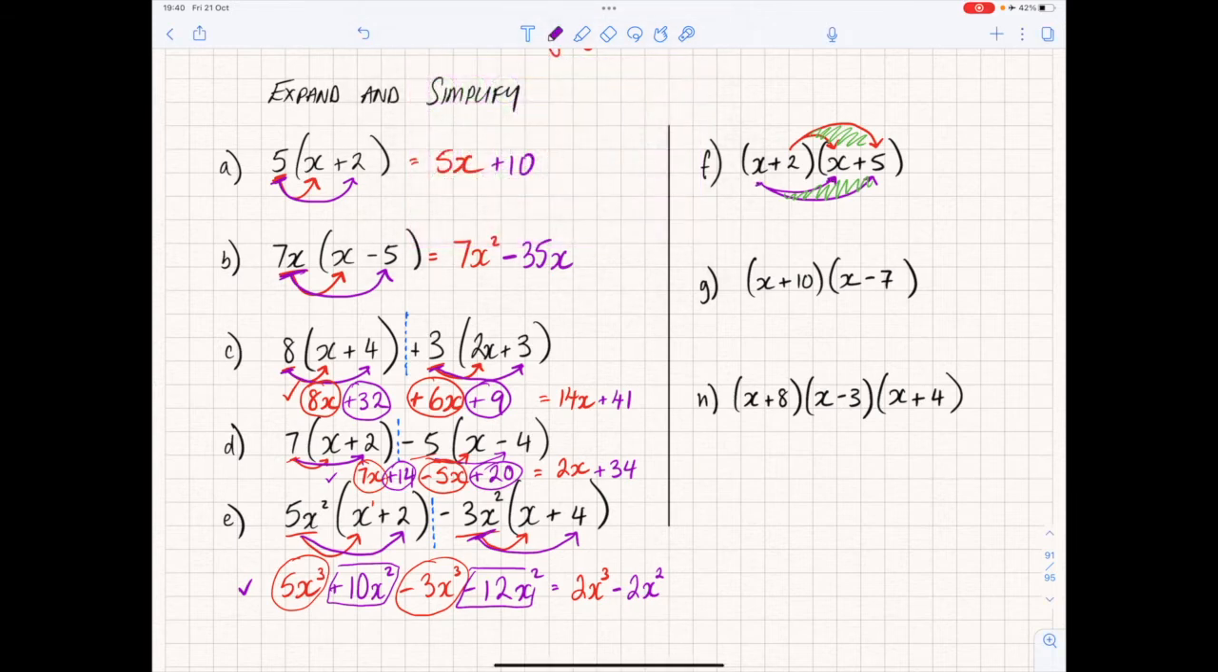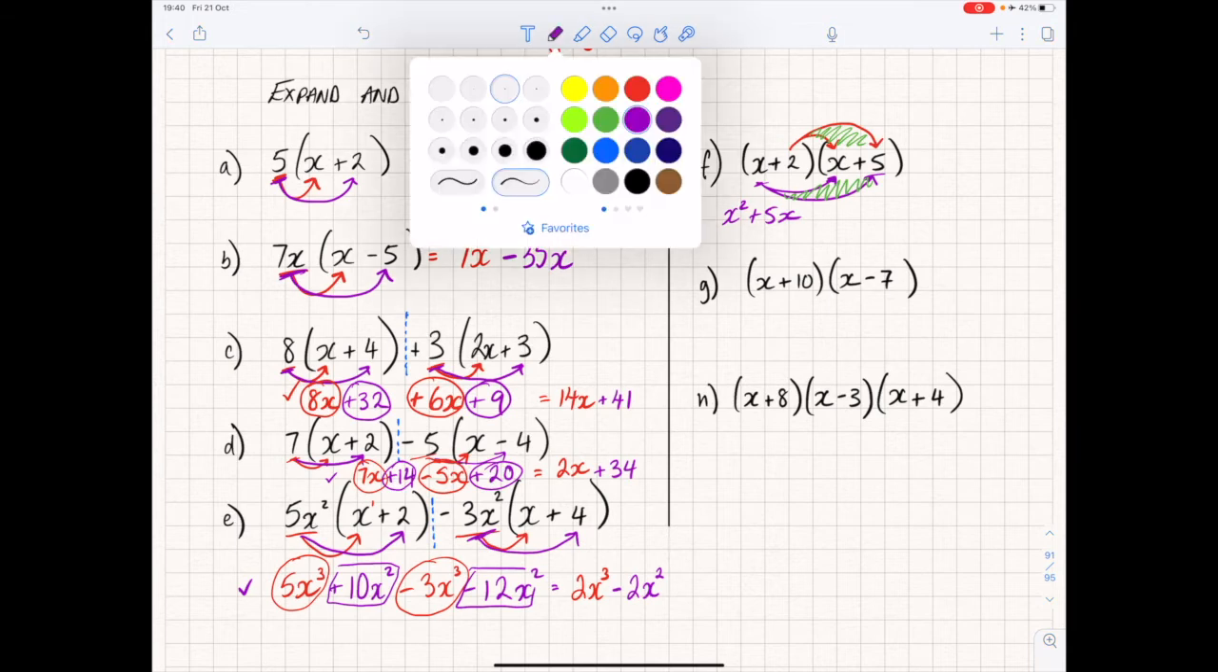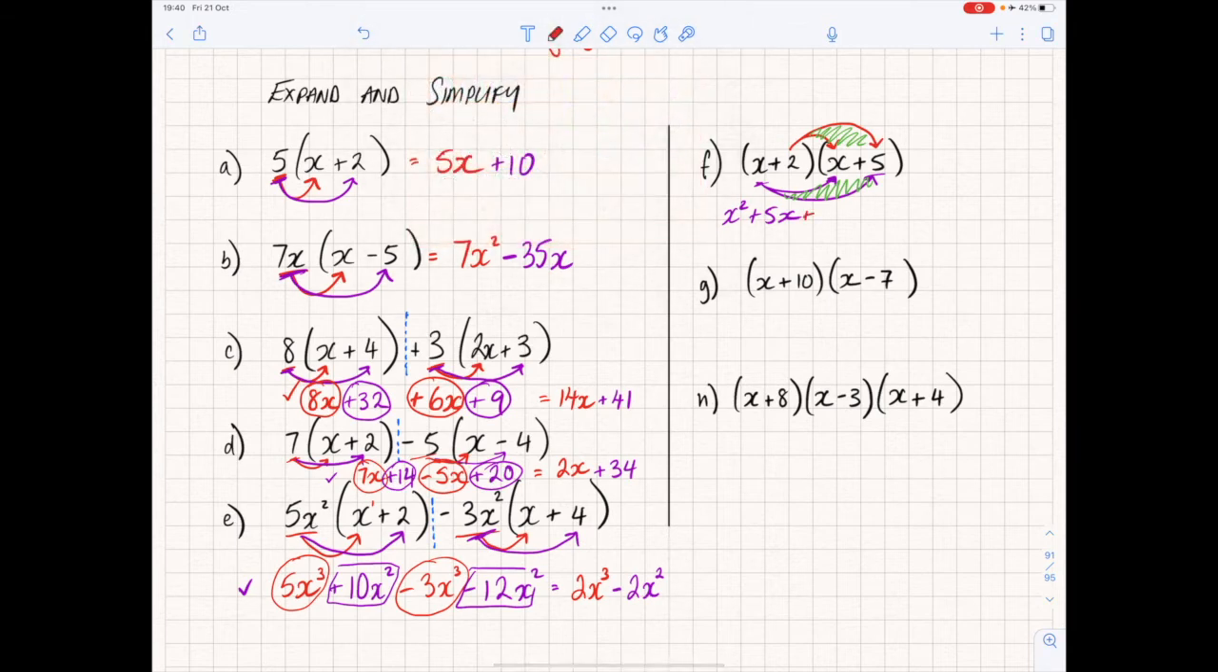X times x, first of all, gives you x squared, and then x times 5 is plus 5x. So that's your first part, and then the top part, you're doing your 2 times your x, which is plus 2x, and then your 2 times your 5, which is 10. So that's your expansion. And then here, when you are collecting your like terms, being very careful, it's only the x's that go together because this is an x squared, so that can't go with those parts. You've got 5x plus 2x, which makes 7x, and then plus 10. So that would be your second mark.